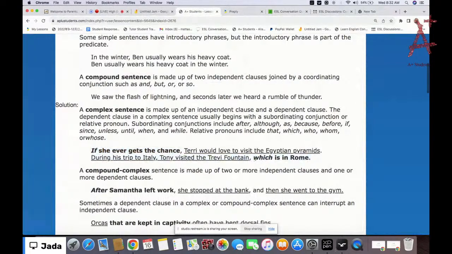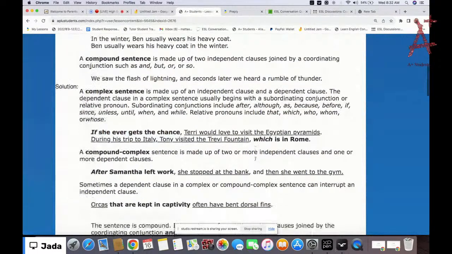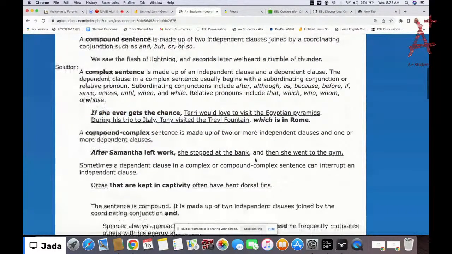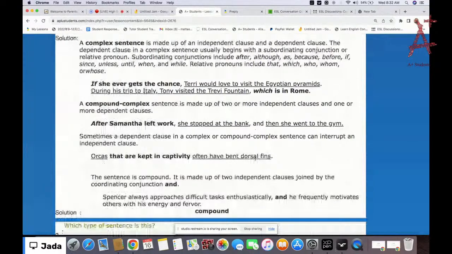All right. So lastly, we need to take note of the compound complex. What is the compound complex? A compound complex sentence is made up of two or more independent clauses and one or more dependent clauses.